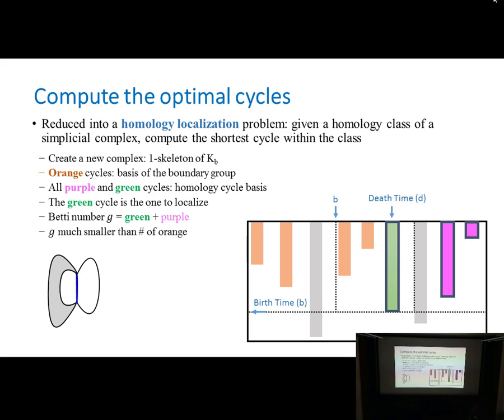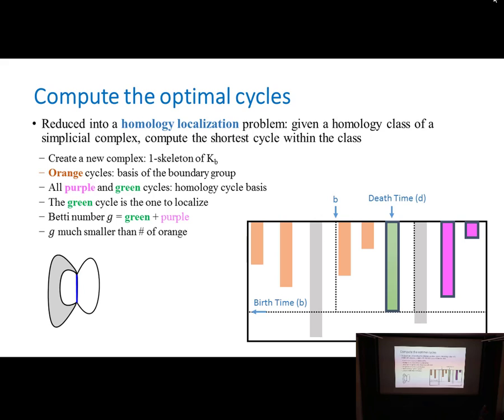Okay. In particular, we are reducing into this setting where the class is one dimension, and also the Betti number is bounded. Then we have a reasonable algorithm. Okay. And in this case, we can actually reduce our current problem into that setting. Remember, what we care about is, among all the cycles that can be represented by the green one plus a linear combination of the purple ones, we want to find the shortest, right?